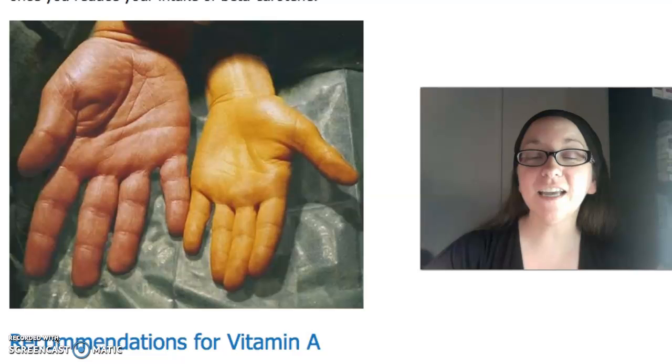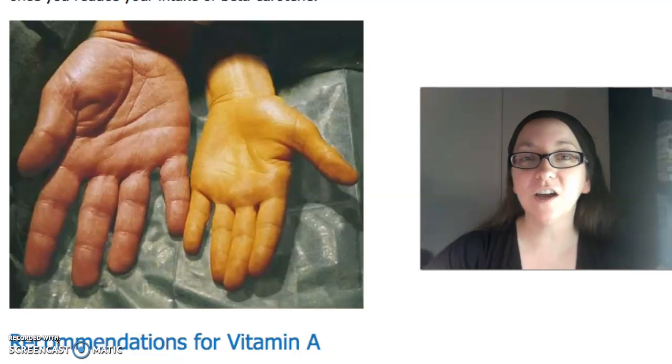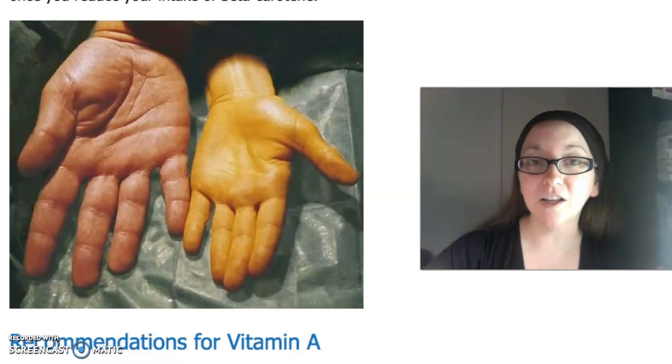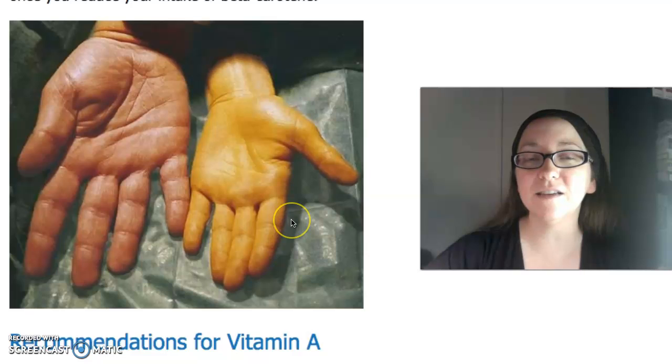All right, so let's look at the next color, orange. Now that's not a common skin color, but you can see in this picture, there's someone with a normal skin coloration, and then this hand has a more orangey yellow tint. And that's because of beta carotene overload.